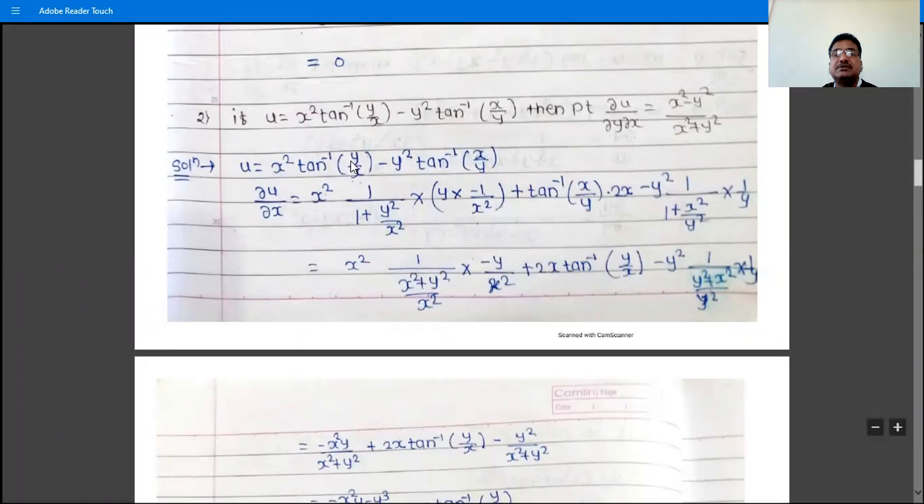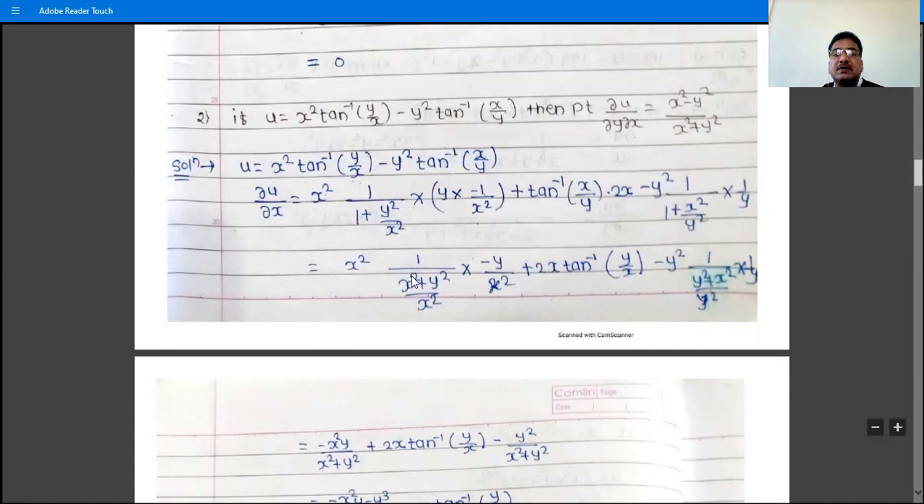Then minus y square, which is constant because the derivative is with respect to x, and the derivative of tan inverse x by y is 1 by 1 plus x by y whole square, meaning x square by y square, into the derivative of x by y with respect to x, which is 1 by y, since the derivative of x is 1.